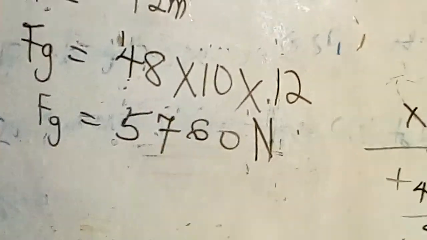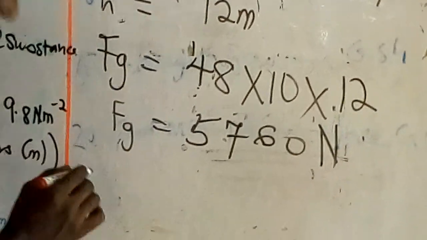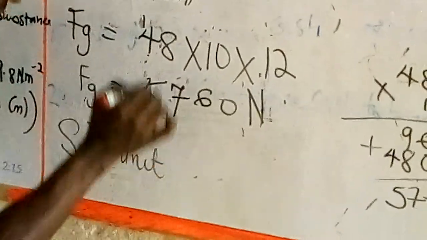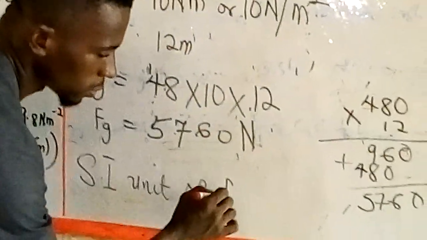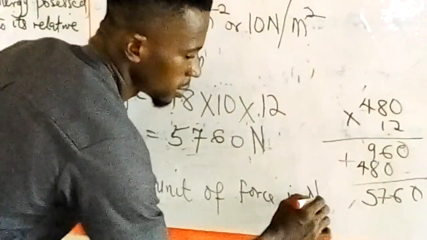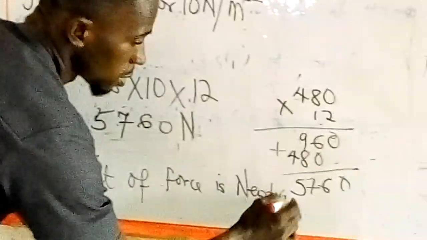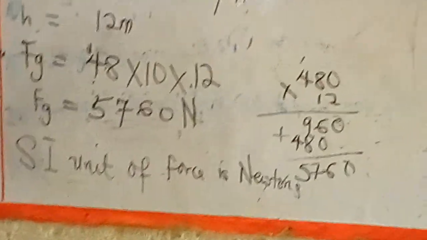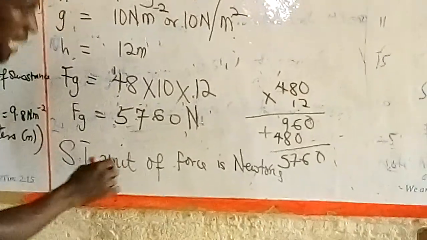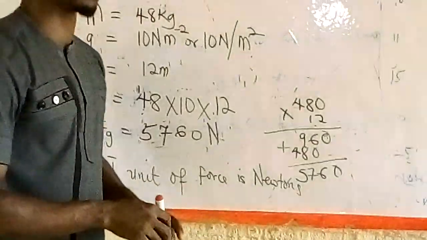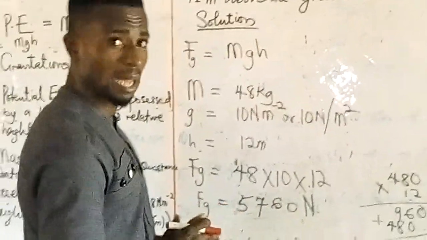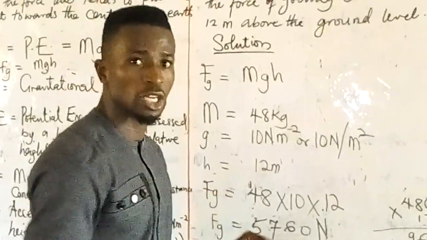newtons. Force is measured in what? Newton. That means the standard international unit of force is newtons. It is named after the scientist called Isaac Newton. Isaac what? Newton is a scientist whose study was basically on mathematics and science generally.